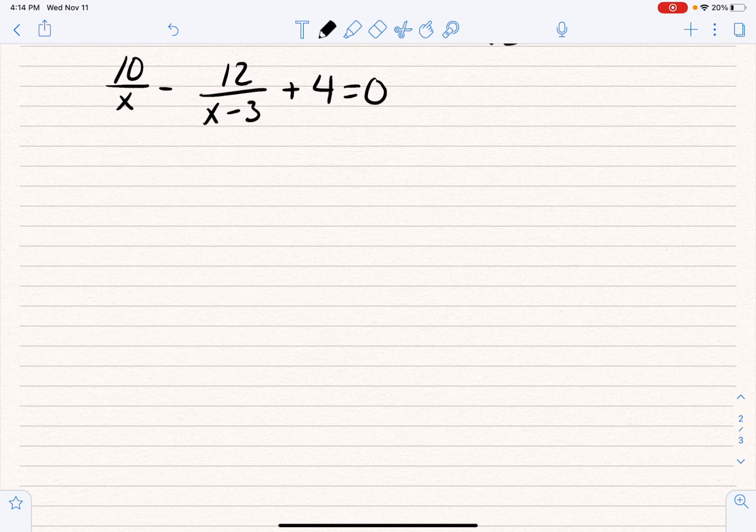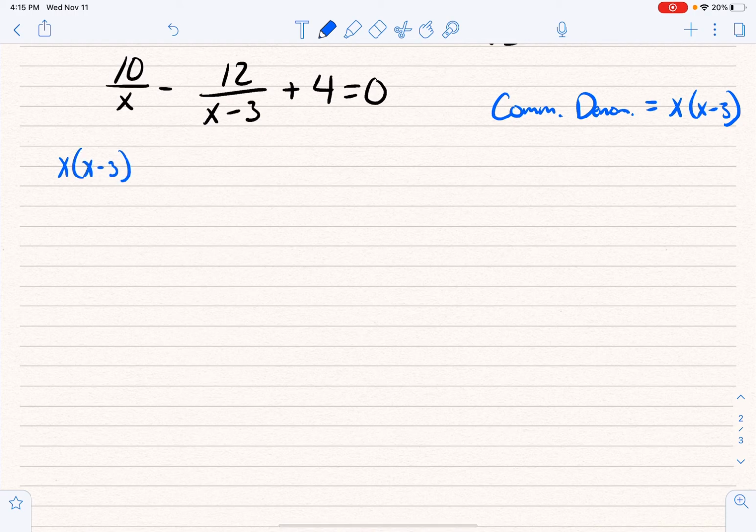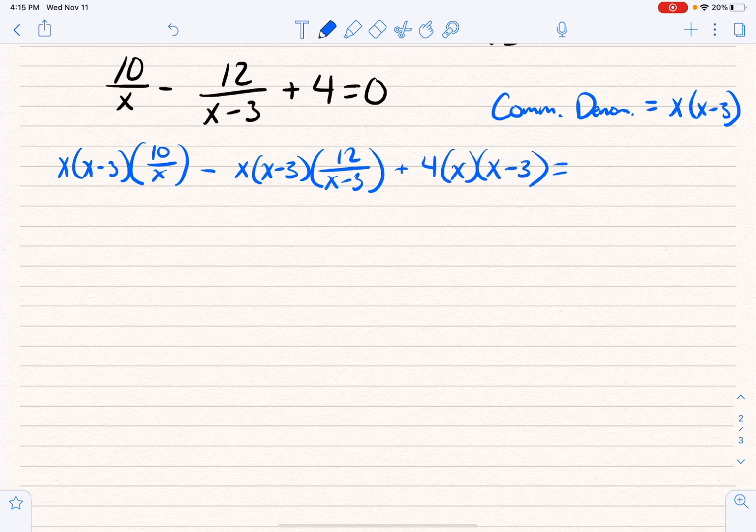Okay, let's take a look at it. For this one, the first thing I see is the common denominator. The common denominator is x times x minus 3, because you've got to multiply those denominators. And so then I go through and I multiply everything by x times x minus 3: times 10 over x, minus x times x minus 3 times 12 over x minus 3, plus 4 times x minus 3, equals 0. Because 0 times x minus 3 is just still 0.